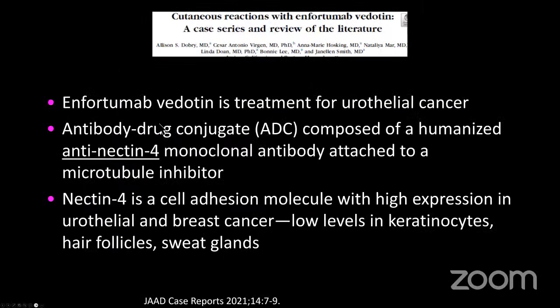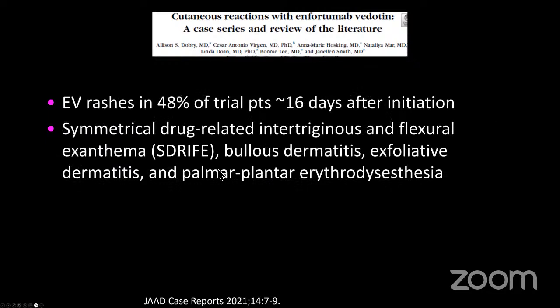I wanted to talk briefly about this medicine that's used to treat urothelial cancer, and it's called enfortumab vedotin. It's an anti-Nectin-4 drug, which also can be seen in keratinocytes, so you can often have a reaction to the keratinocytes as well. In fact, it's very common to have reactions that can be almost this symmetric drug-related intertriginous and flexural exanthema, or SDRIFE-like.